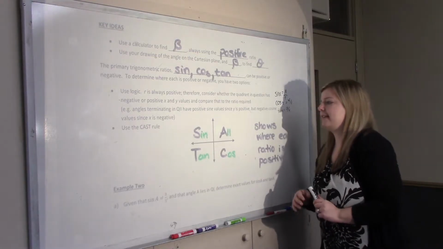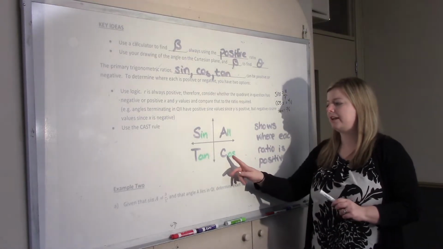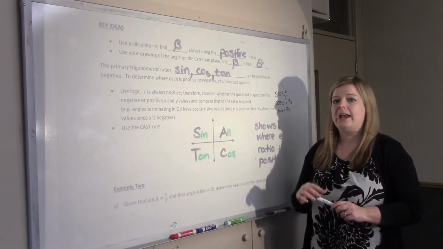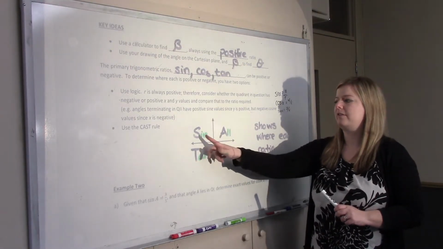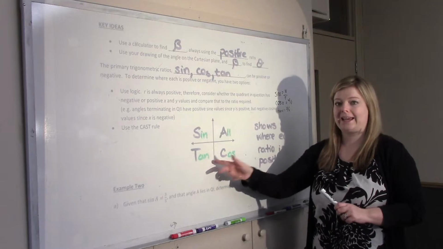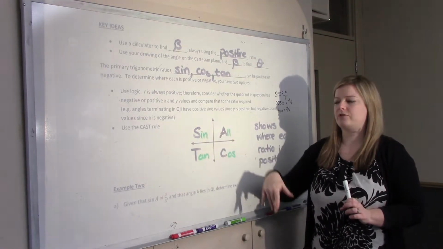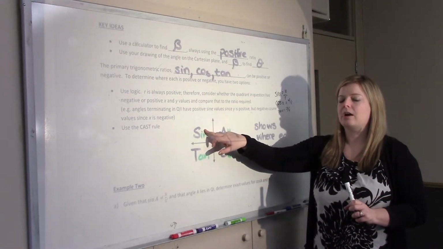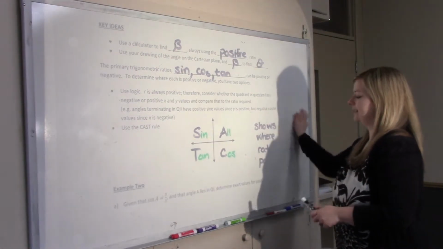Okay, or you can use the CAST rule. So the CAST rule shows where each ratio is positive. So you start here in quadrant 4 and you spell C-A-S-T. And that tells you where cos is positive, all of the ratios are positive, sine is positive, and tan is positive. So for instance, if you are drawing something that terminates in quadrant 2, you would go C-A-S, so that means sine is positive there, but cos and tan are both negative. And that's how you use the CAST rule.